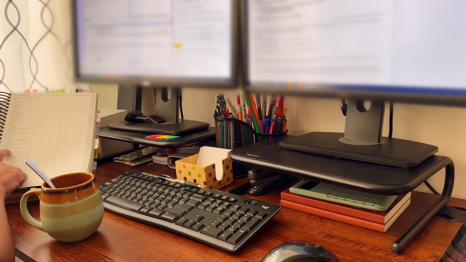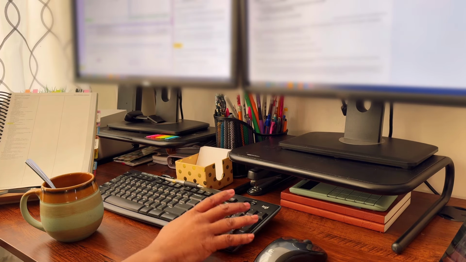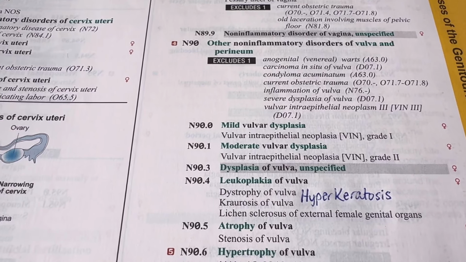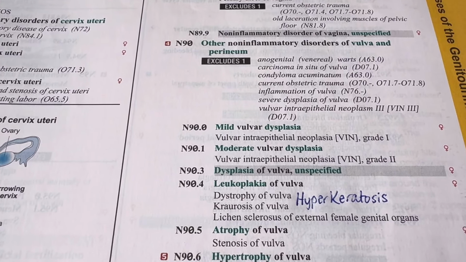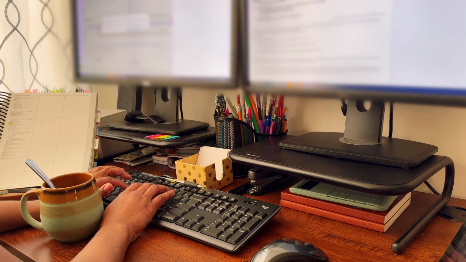Grade one is N90.0. So I'm going to change this N90.89 to N90.0 and it'll come up mild vulvar dysplasia. So those are my diagnosis and CPT codes. And this one is done.